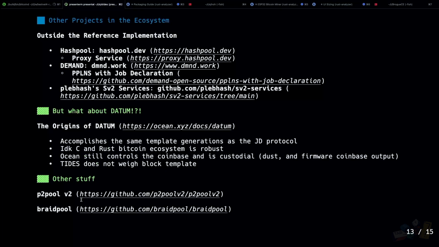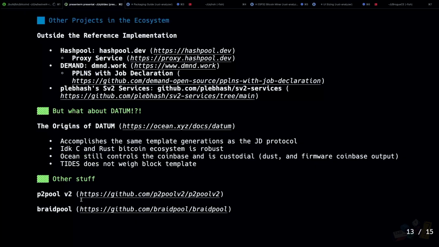Ocean still controls the Coinbase. That's one of the other things: it's cool if you can generate your own block template, but who's getting paid in that block template? Ultimately, the controller of that Coinbase is the person custodying those funds. You're providing the hash, but they're still keeping those funds.